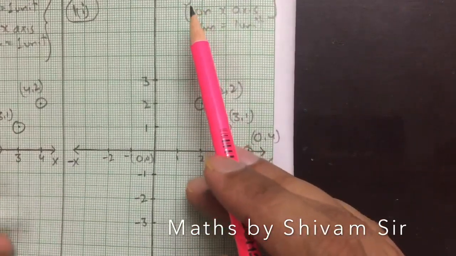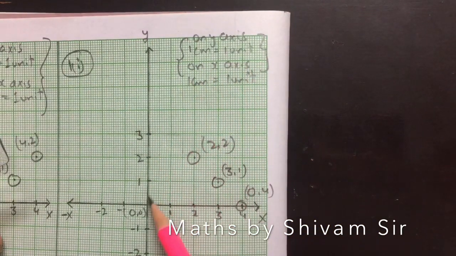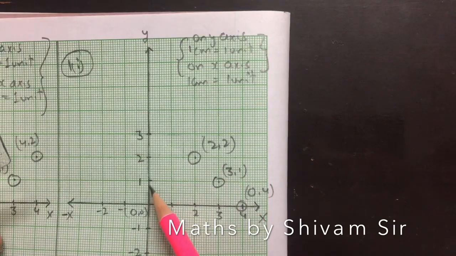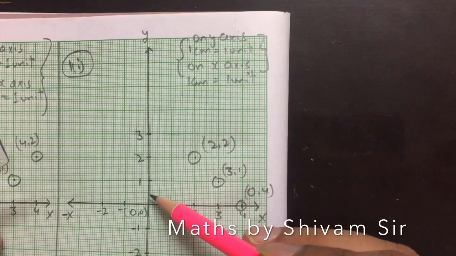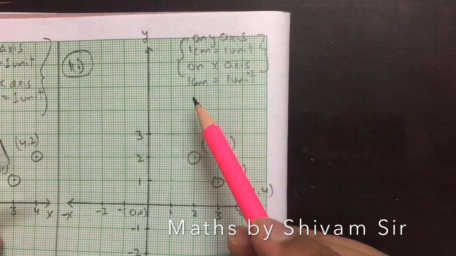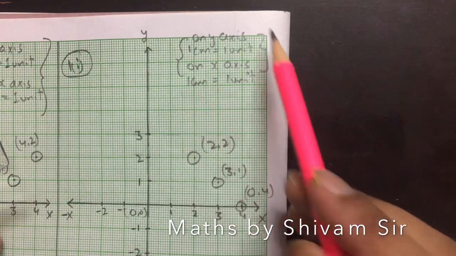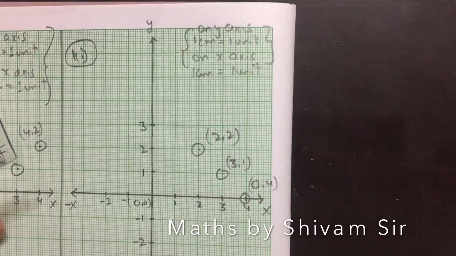Here I have mentioned the scale. On the y axis 1 centimeter is equal to 1 unit. This is the length of 1 centimeter, so in 1 centimeter we are taking 1 unit. And on the x axis also we are taking 1 centimeter is equal to 1 unit. These are very important things which you have to mention.